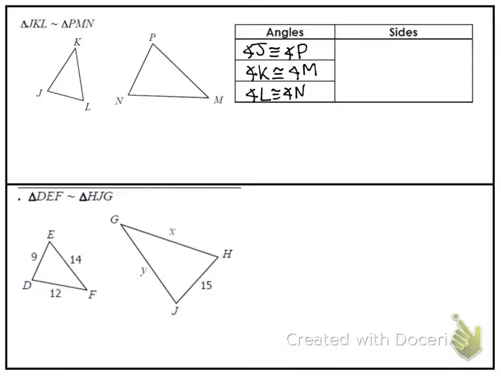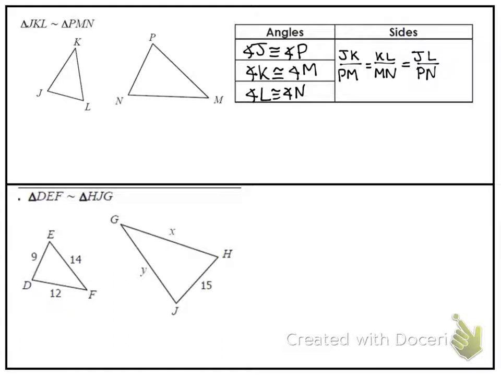Now when I go over to the sides, a common rule we're going to use is whichever triangle is listed first, we're going to write those values on the top of the fraction. Whichever one's listed second, those values will be on the bottom. So if I look at the first triangle, I have JK, KL, and JL. That's just going in order of first and second letters, second and third letters, first and third letters. Now all of those are going to be proportional, or matching, to their corresponding value. So JK matches to PM, KL matches to MN, and JL matches to PN.